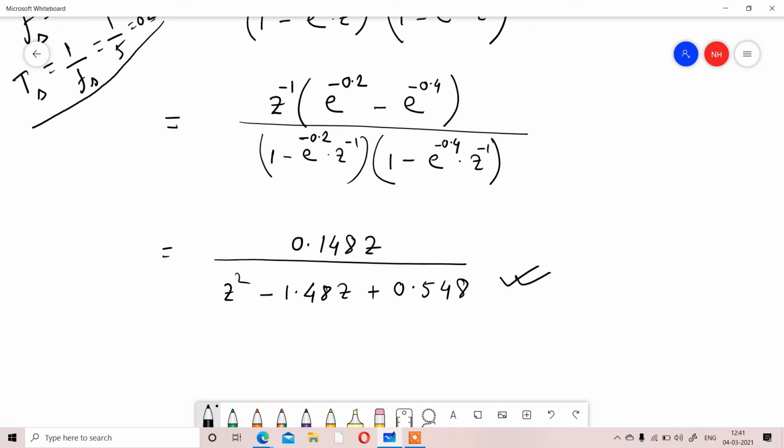So that is the technique, or the process, to convert the analog transfer function into the digital transfer function by using the impulse invariant method. So clear to all of you? Yes, sir.